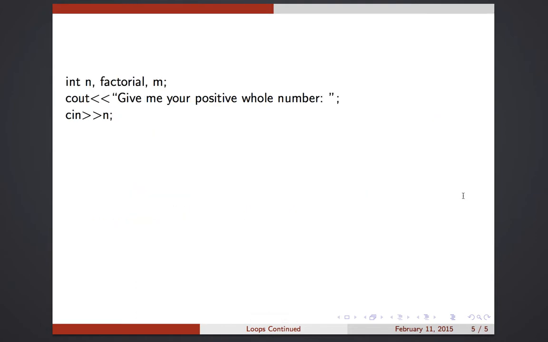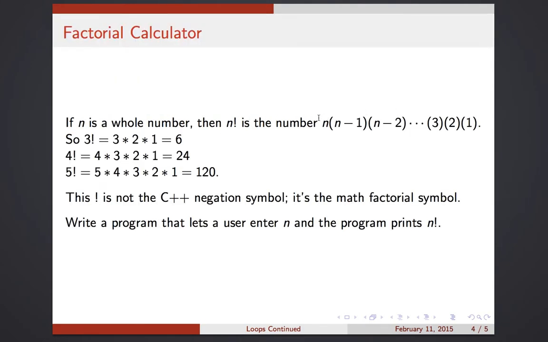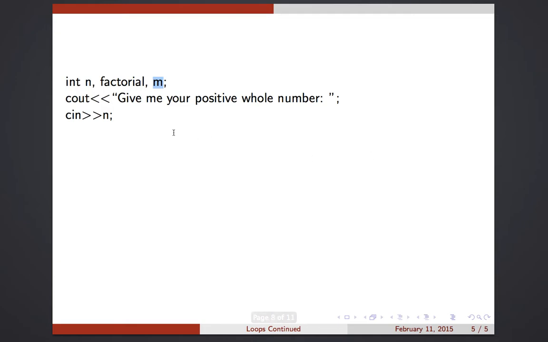Okay, so let's think through the logic of this. The user is going to give us a number, and what we want to do is n times n minus 1 times n minus 2 times n minus 3, etc., all the way down. So I'm going to define an integer m that's going to keep track of what number I'm at in that process. At first, m will be n, because that's what I start with. But then m will be n minus 1, and then m will be n minus 2, etc. So m is just going to keep track of where we are in this descending, cascading process of computing a factorial. And factorial itself is going to be the final answer.